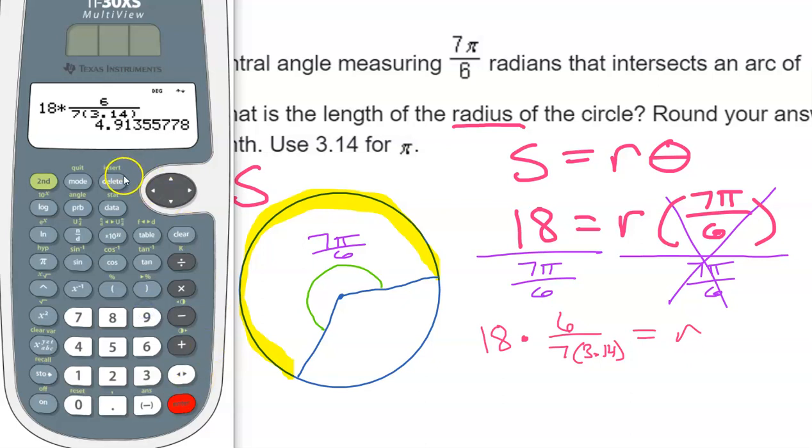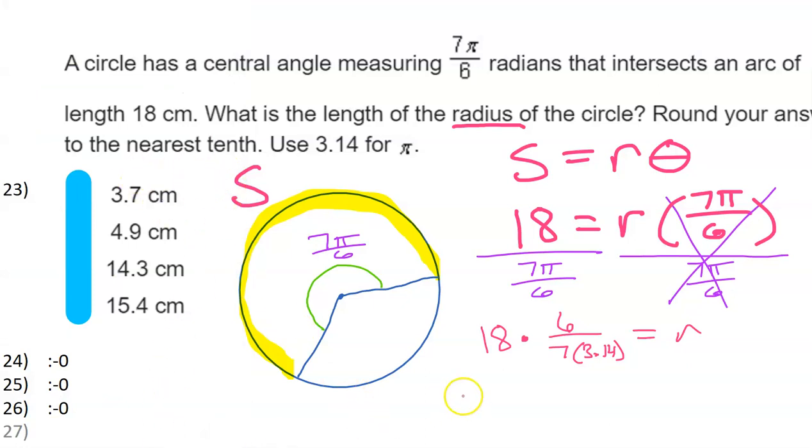And I'm getting 4.9 something. They said the nearest tenth, so that would be 4.9. So that tells us that the answer is this guy. Check me out.